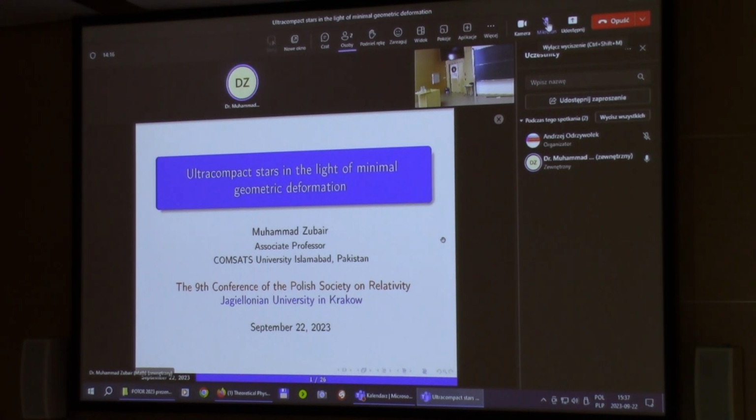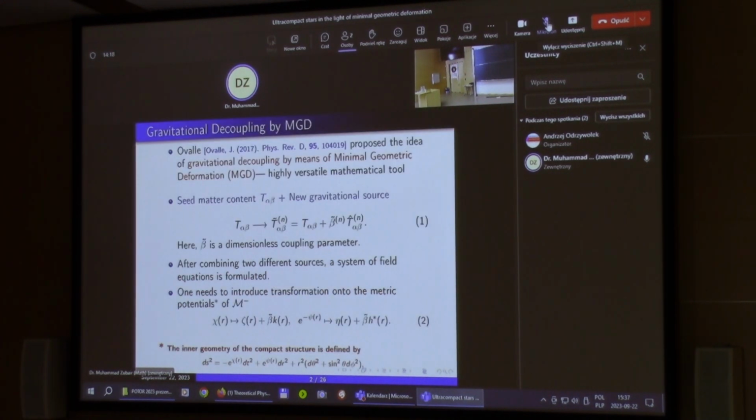First of all, I am going to explain gravitational decoupling, which is introduced by the MGD. MGD stands for minimal geometric deformation. Professor Ovalle initially proposed this idea in 2017, introducing gravitational decoupling by means of the MGD approach.